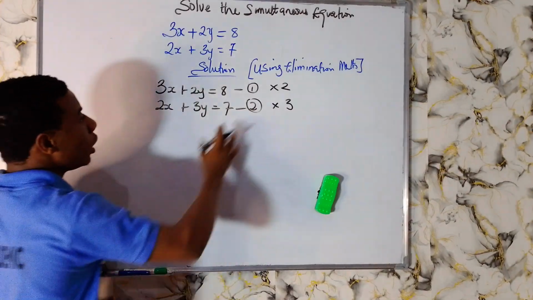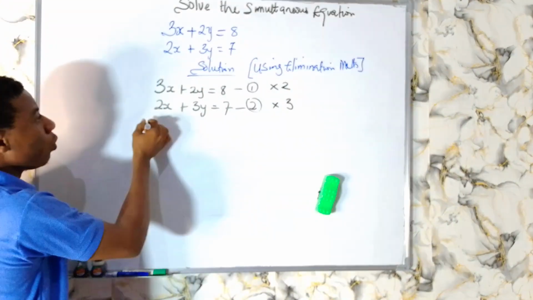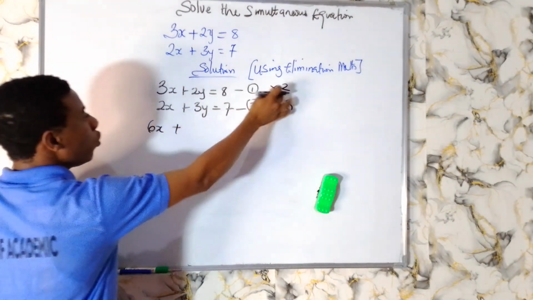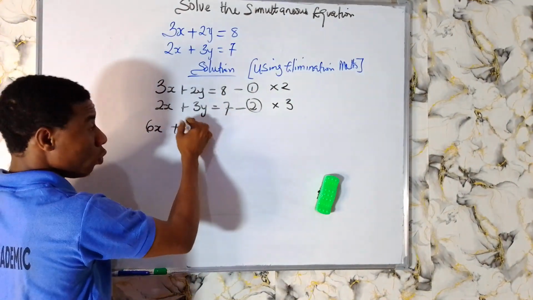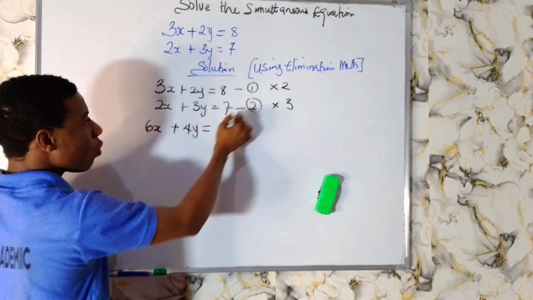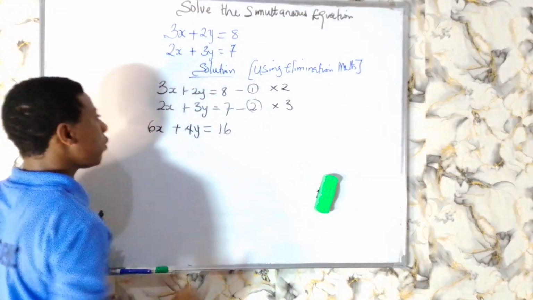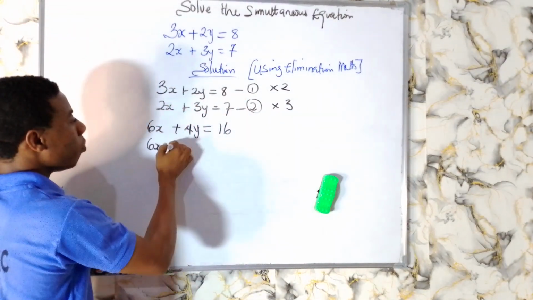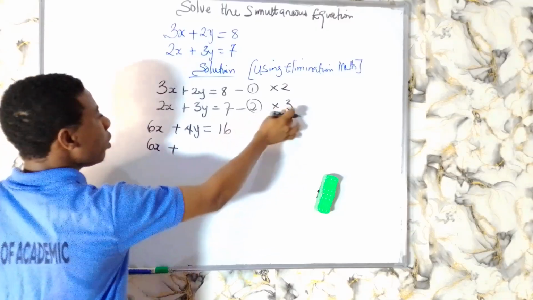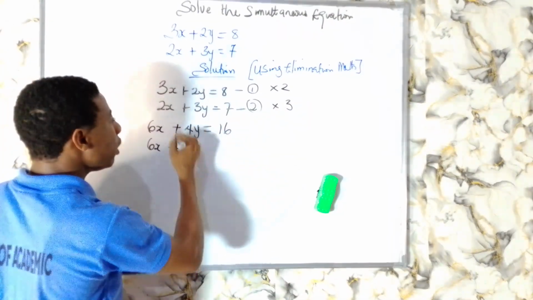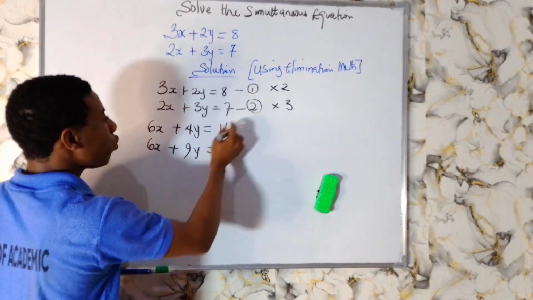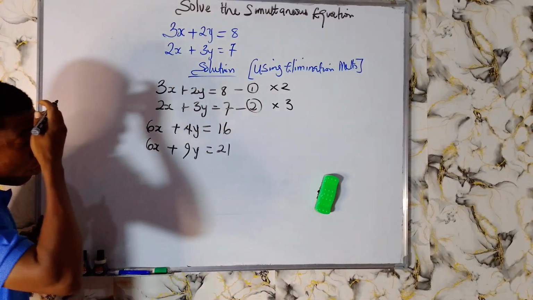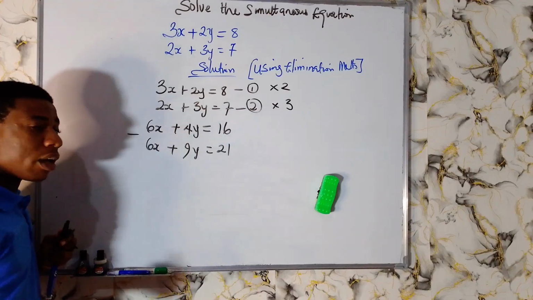So let's multiply everything here by 2. We're going to have 6x, that's 2 times 3, plus 2 times 2, which is 4y, equals 2 times 8, which is 16. And also multiplying the second equation by 3, we have 6x plus 3 times 3, which is 9y, equals 21. So of course, what I'm going to do is introduce a negative sign.